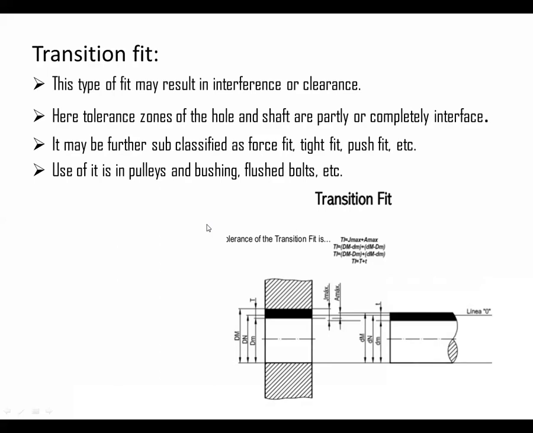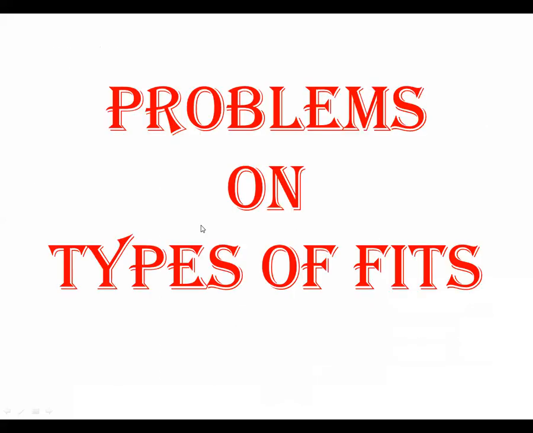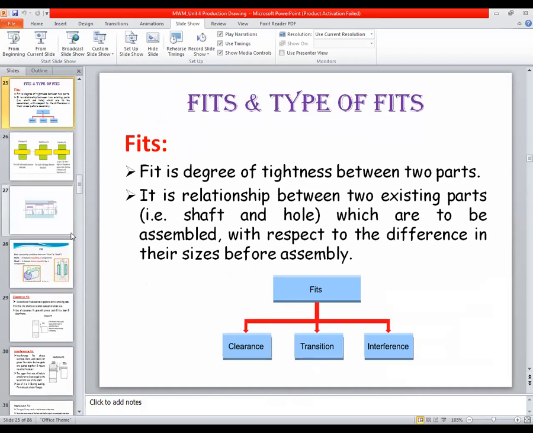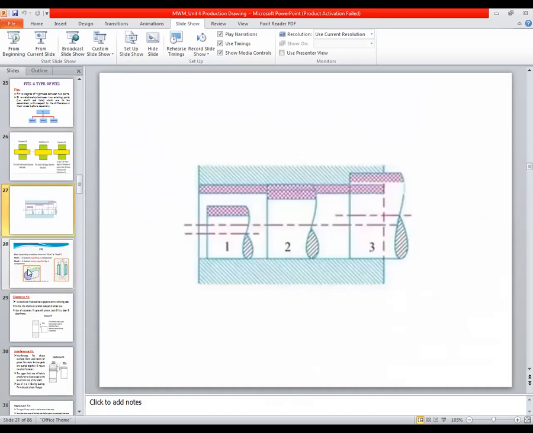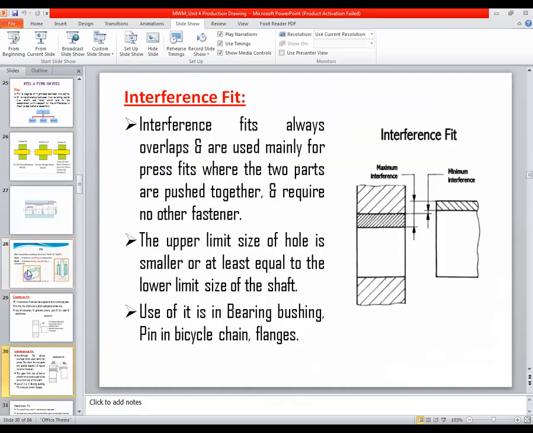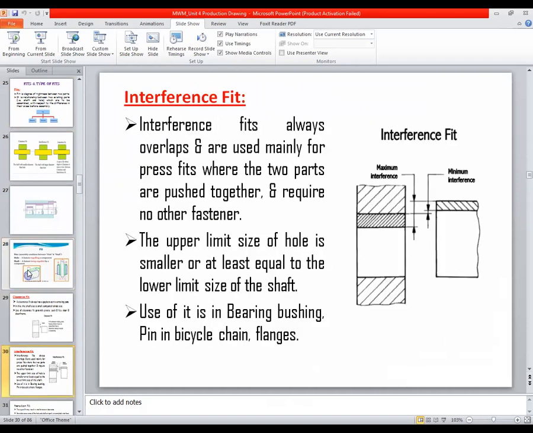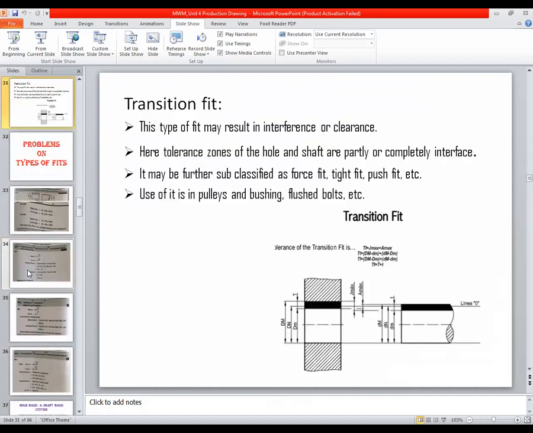Okay. So in this lecture we have studied fits and their types. Three types: clearance fit, transition fit, interference fit. We have seen what is meant by clearance and its example, what is meant by interference and its example, and what is meant by transition and its example.